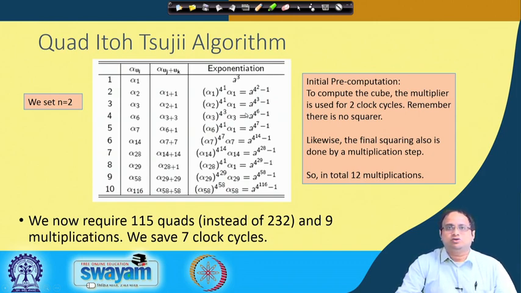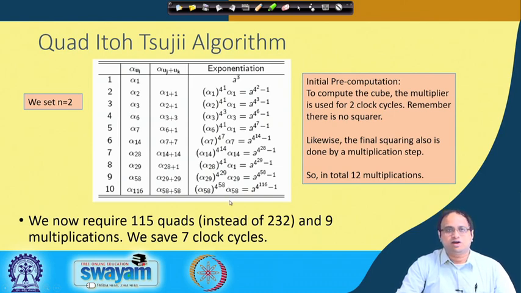Okay. And in total, you will see that there are 12 multiplications, because there are 9 multiplications here, and if you also accommodate this extra 3 multiplications, then you need to do 12 multiplications. Okay. Number of quad operations, you have to do 115 quad operations instead of 232, okay, which you did in the corresponding case when you were operating with beta, and you also save 7 clock cycles, okay, in the process.